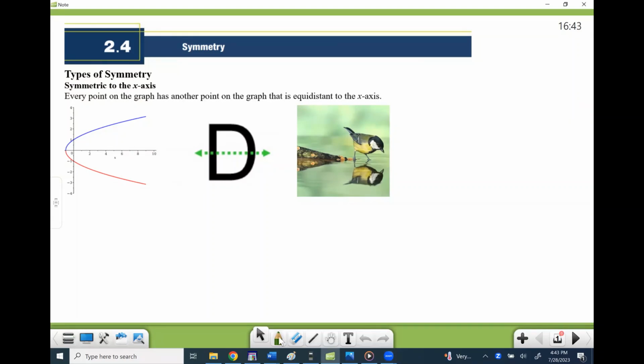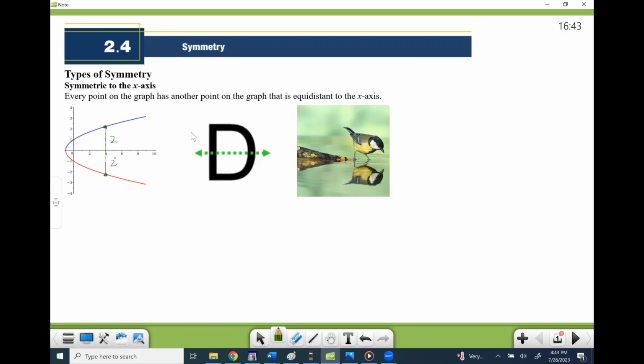So if you just picked a random point, like let's say we picked this point right here, (4, 2), we can tell that the distance from the x-axis is 2. Well, it's going to have another point on the other side of the x-axis that's 2 away also, that's matching. So every point on the graph has another point on the graph that is equidistant to the x-axis.